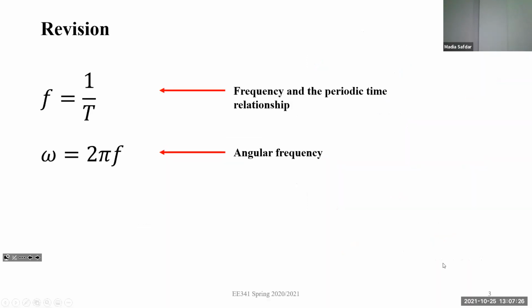So this is for your revision. You already know that frequency is the reciprocal of time. Frequency is the inverse of time. And then what is angular frequency? Omega is equal to 2 pi f. This is from the previous lab.